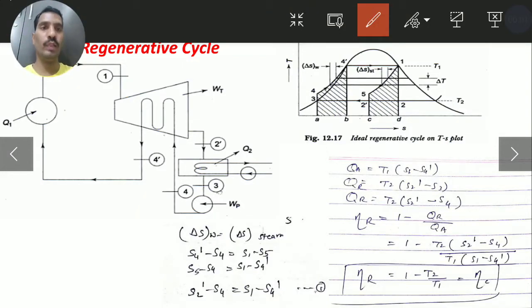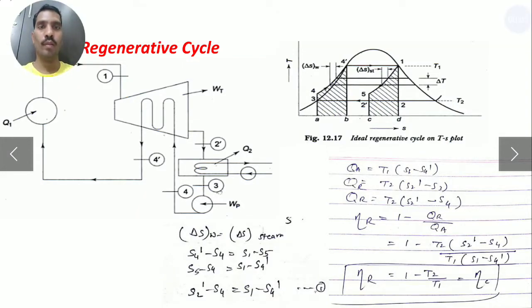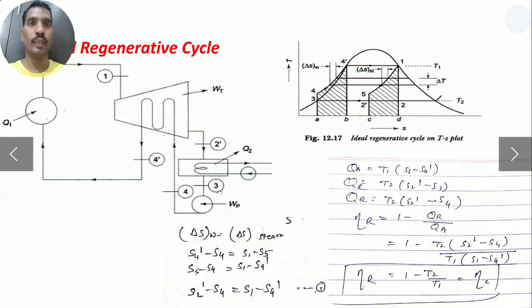Hello friends, welcome to our next lecture on the Rankine cycle, in which we are going to study the regenerative cycle, the ideal regenerative cycle. In the last lecture we have seen the use of mean temperature of heat addition. As we increase the mean temperature of heat addition, the efficiency of a Rankine cycle increases. Mean temperature of heat addition means adding the heat at a higher and higher temperature so that the efficiency of the Rankine cycle increases.